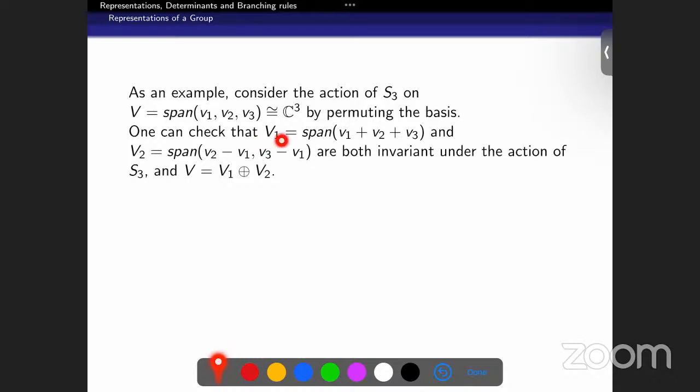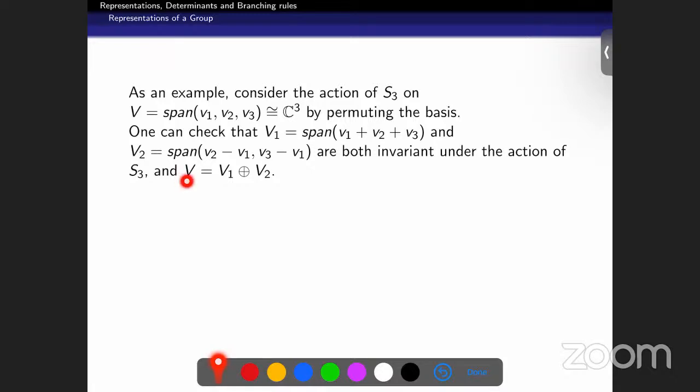So look at this example, V1, which is given by the span of V1 plus V2 plus V3. Now, this is going to be S3 invariant because any permutation would take V1 plus V2 plus V3 to the same element. And one can check that this V2, which is given by the span of V2 minus V1 and V3 minus V1, is also going to be invariant under permutations from S3. This is to say that the direct sum of V1 and V2 would be the whole of V.